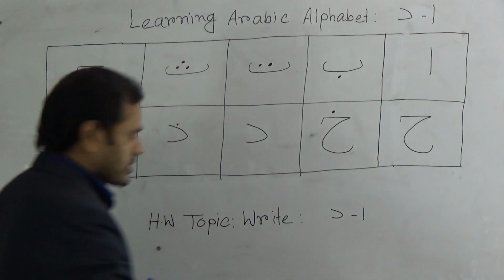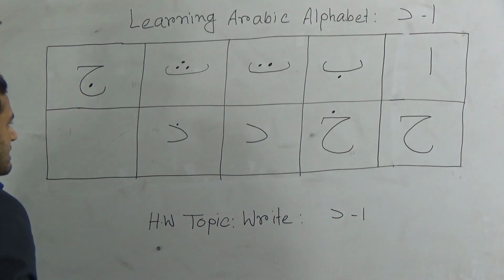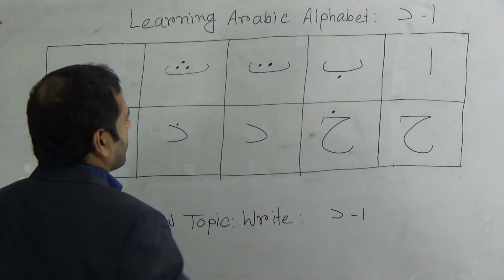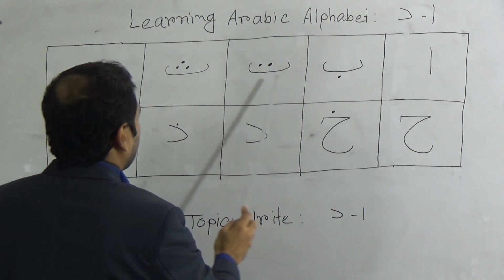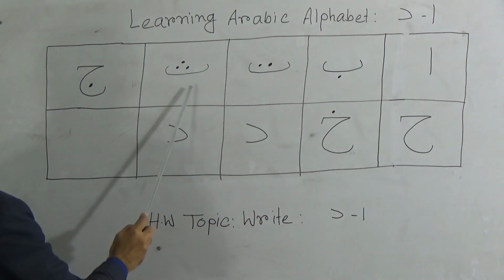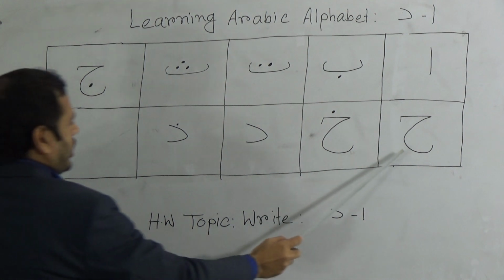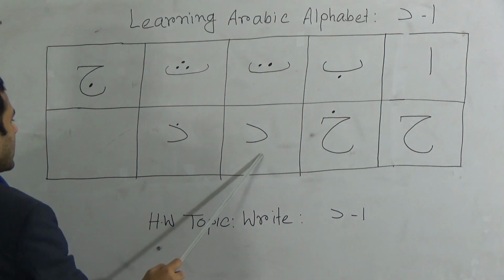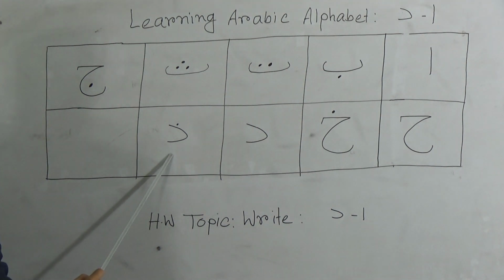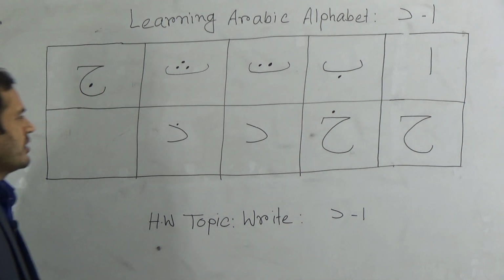So dear students, listen to me carefully how to pronounce these letters. Alif, Ba, Ta, Tha, Jim, Ha, Kha, Dal, Zal. Dear students, look carefully.